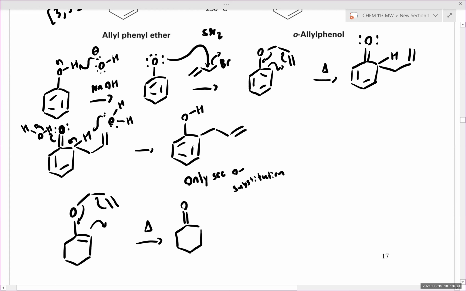In this case, you would get a genuine alpha allyl ketone. Let me draw a methyl there just to avoid introducing another issue. So the Claisen rearrangement applies for both aromatic and non-aromatic systems. And there are many variants of the Claisen rearrangement.